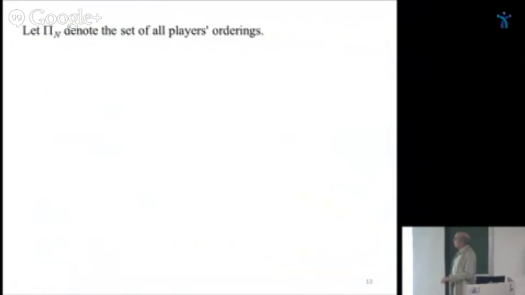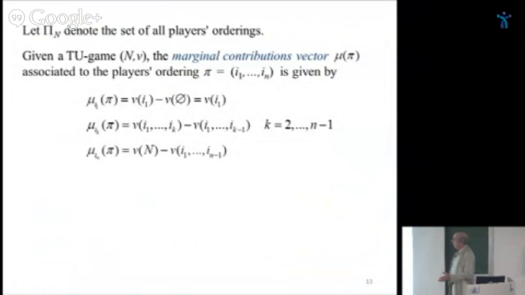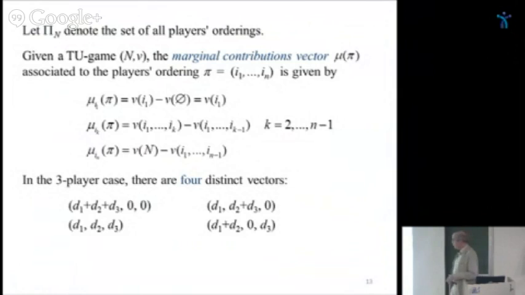To define the Shapley value, we start with player orderings. We define marginal contribution vectors. You know the parabola, huh? Player one enters a room, receives his marginal contribution. Player two comes in, receives his marginal contribution. So to each ordering, we can associate an imputation, which is attached to that ordering. In the three-player case, there are always, of course, six orderings, but distinct vectors, there are only four. These two we already have seen. And these two, I will say more about in an instant.